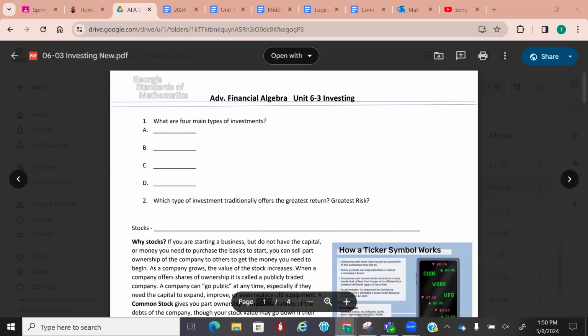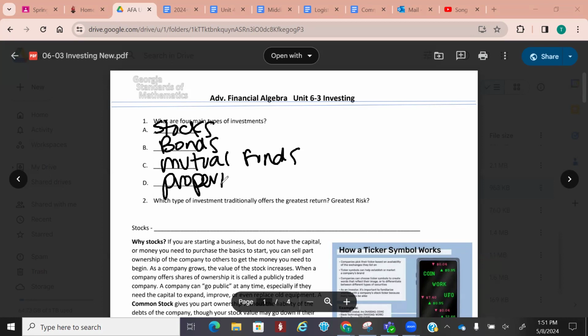All right, this is section three. So what are the four main types of investment? Investments are really important for you because that's kind of how you make extra money. So stocks, bonds, mutual funds, and then property. The greatest return is going to be stocks. Okay, so a stock is a share of a company.